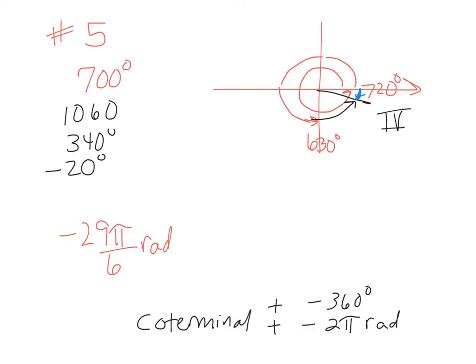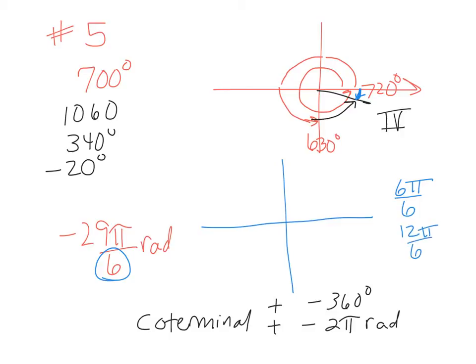Okay, so 29 pi over 6. Well, this is in sixths. And we know that when we go around the unit circle, we're counting in terms of whole pi and 2 pi's. 1 pi, 2 pi, 3 pi, 4 pi. So we want to really look at, where is this? I'm thinking about, okay, well, 6 pi over 6 is 1 pi. And 12 pi over 6 is 2 pi. And 18 pi over 6 is 3 pi. And 24 pi over 6 is 4 pi.